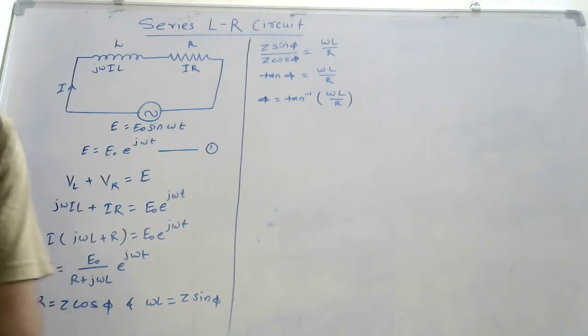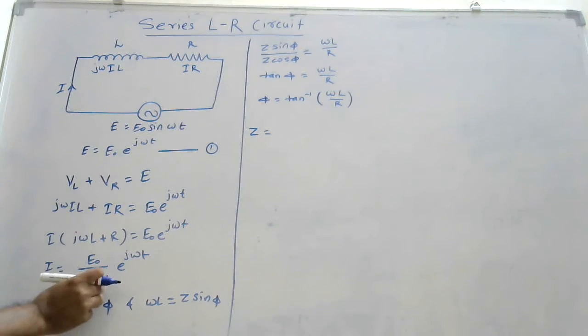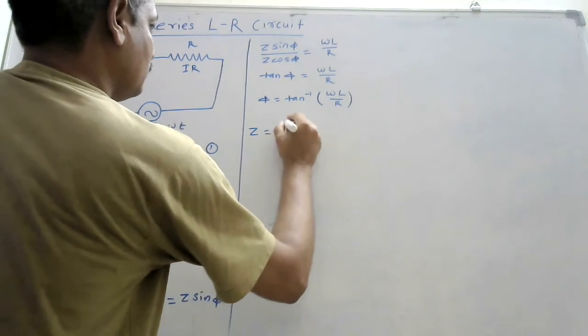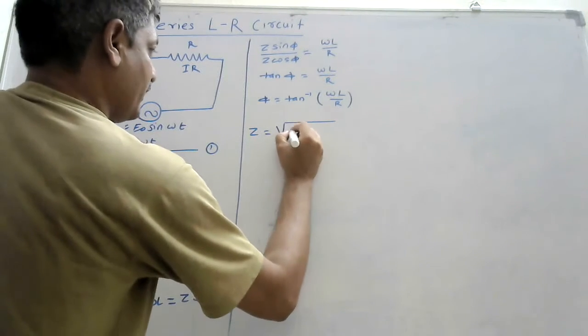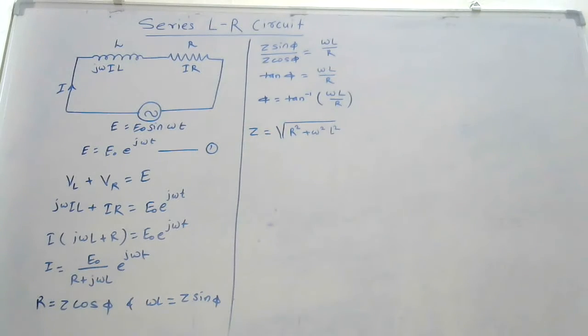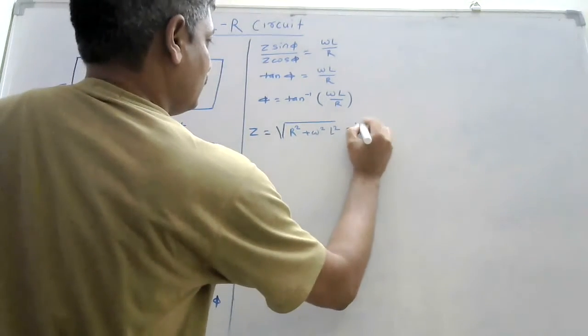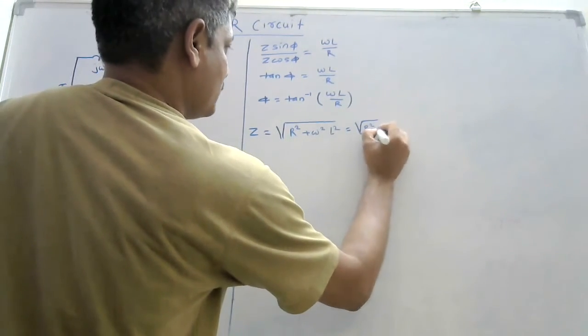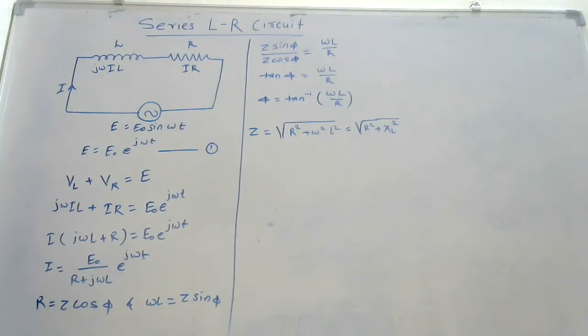After that, we know the impedance of the circuit. The impedance of the circuit, Z, is the magnitude of R plus j omega L, which we can write as the square root of R square plus omega square L square. Isn't it? That is called the impedance of the circuit. This omega square L square is X L square, where X L is omega into L.